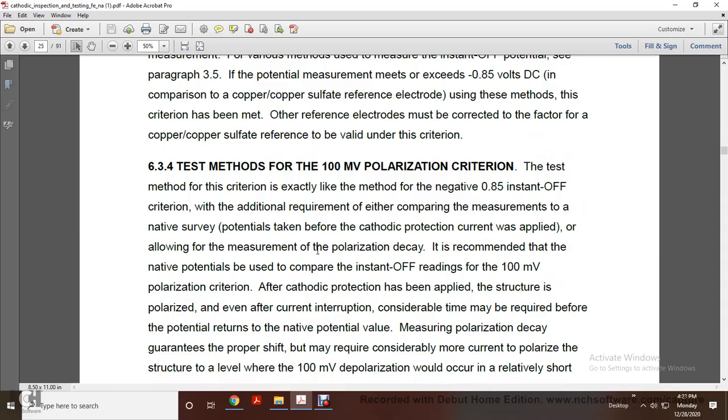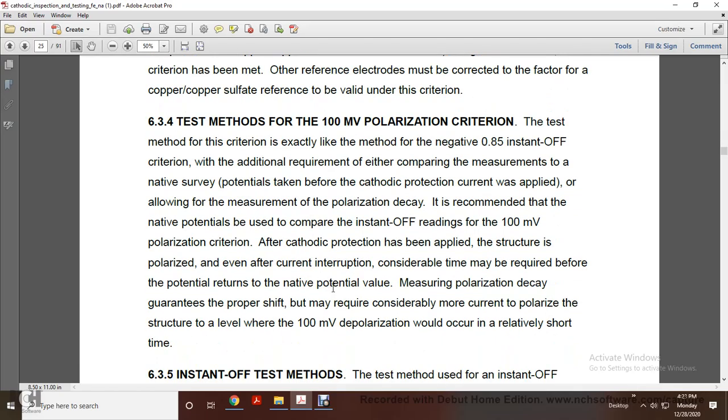The test method of the criterion is exactly like the method of the negative 0.85 instant off criteria, with the additional requirement of comparing the measurement of the native survey potential taken before the cathodic protection current was applied, along with the measurement of the polarization decay. It is recommended to compare the native potentials or the instant off readings to the 100 millivolt polarization criteria after the cathodic protection is applied.